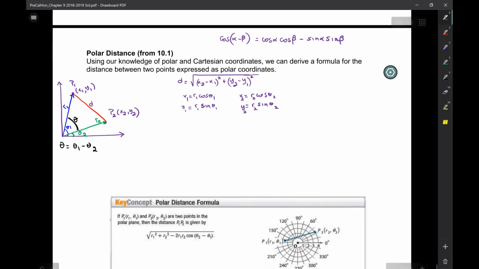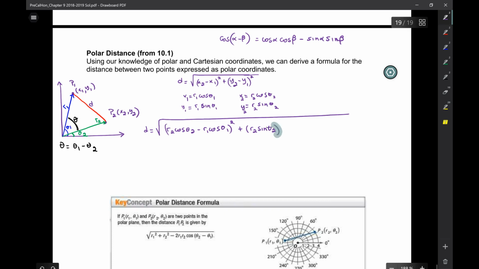So now, I'm going to rewrite that. I'm going to need some space, write small. I have x2, which is r2 cosine theta 2 minus x1 squared plus y2 minus y1 squared. Okay? Now you know what I'm going to do? Square everything.